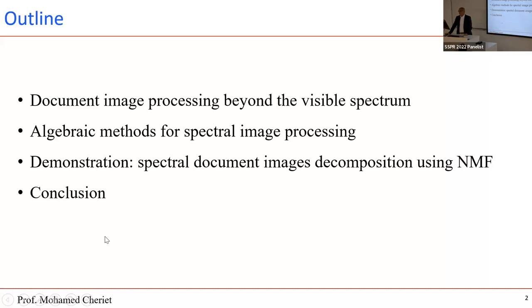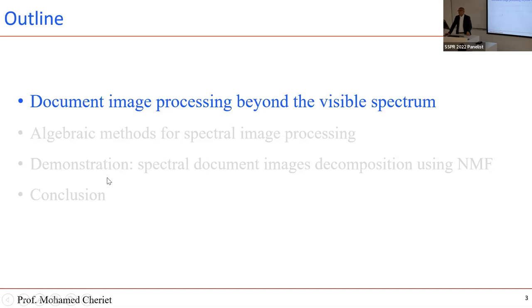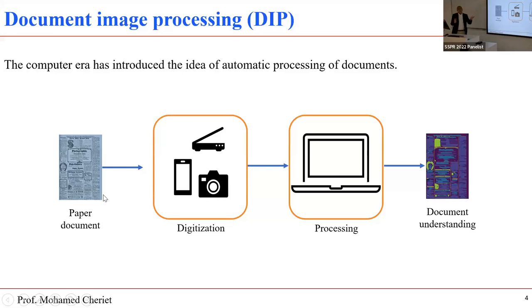So let's dig into the first item, which is document image processing beyond the visible spectrum. The document was one of the inventions of human beings, and it was a process that, when we entered the era of the computer, we did what we call the digital transformation of documents: from the paper document to its digitization, its processing, and document understanding. This is the pipeline in general, so that we have automatic processing of documents.